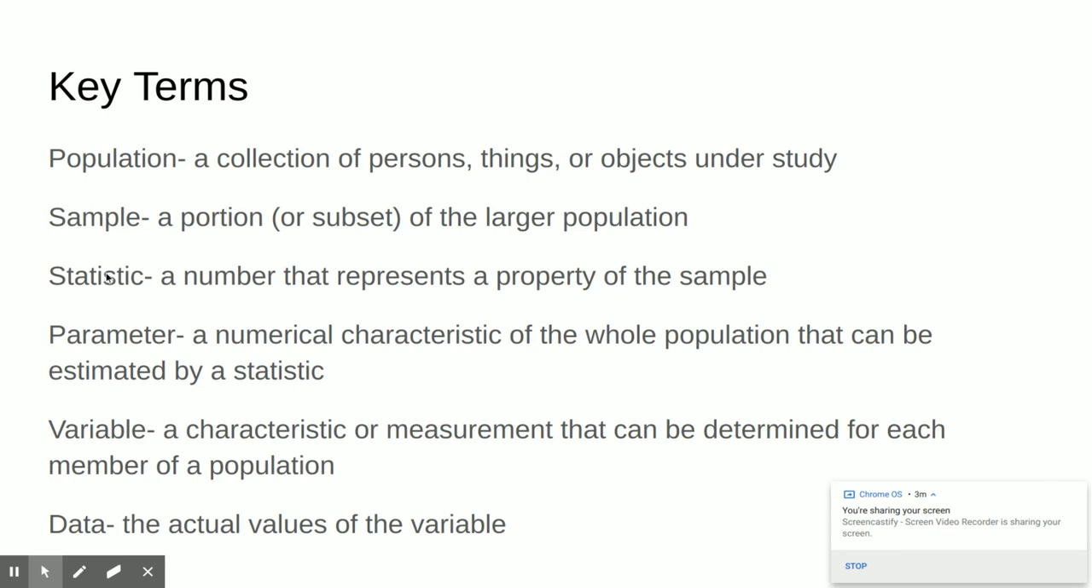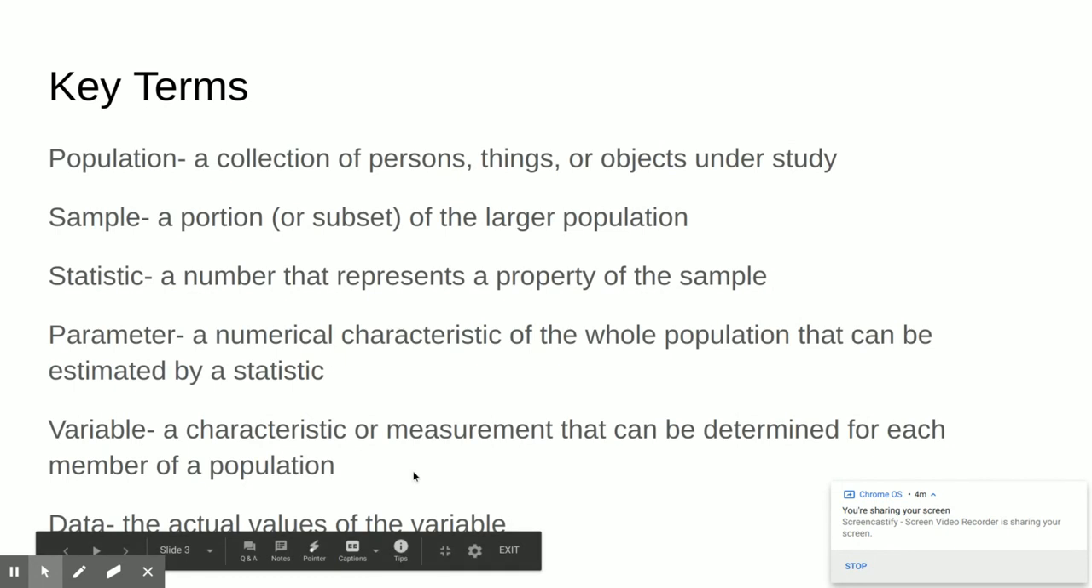Now, if I was able to get my hands on the entire population and find that the actual average height of Dexter High School was only 5'7" instead of 5'8", that would be a parameter, okay? And so it's kind of nice because parameter goes with population and statistic goes with sample. So the letters up front will match up when we're working this.